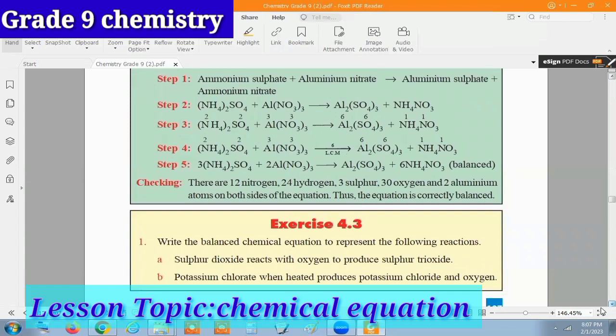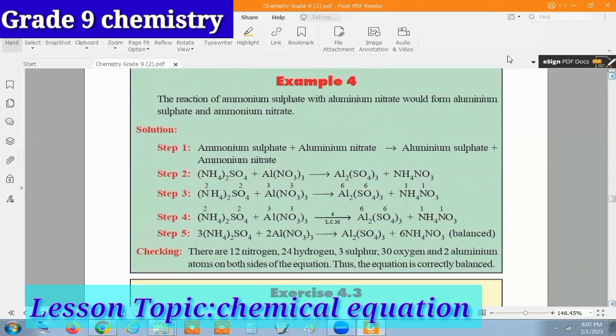Now let us come to see the final example. The final example is example 4. The reaction of ammonium sulfate with aluminum nitrate would form aluminum sulfate and ammonium nitrate.